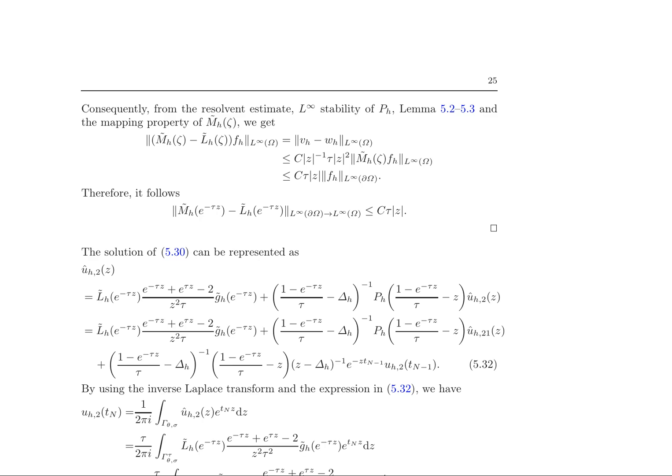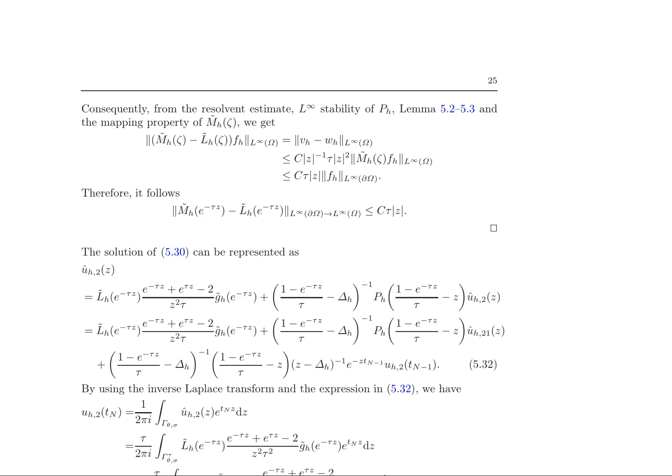dl L infinity, omega, is less than or equal to c, z, minus 1 tau, z, 2, a nabla dl mh, zeta, fh, a nabla dl L infinity, omega, which further simplifies to, a nabla dl mh, zeta, fh, a nabla dl L infinity, omega, is less than or equal to c tau, z, a nabla dl fh, a nabla dl L infinity, partial differential omega.